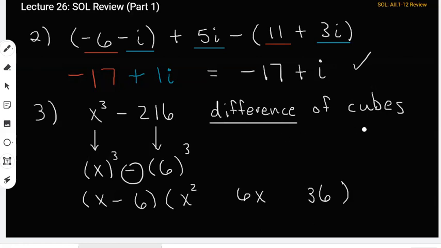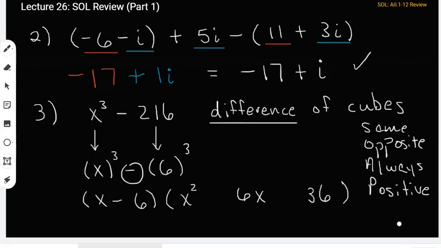And then the last thing I need to do is remember SOAP. What do the letters stand for? Same, opposite, always positive. SOAP stands for same, opposite, always positive. So the same means that I'm going to keep the same sign right here. The next sign is going to be opposite, so I need a plus instead of a minus. And then the last sign is always positive. So I'm going to put a plus in between the 6x and the 36. And I'm done. So that is number 3.